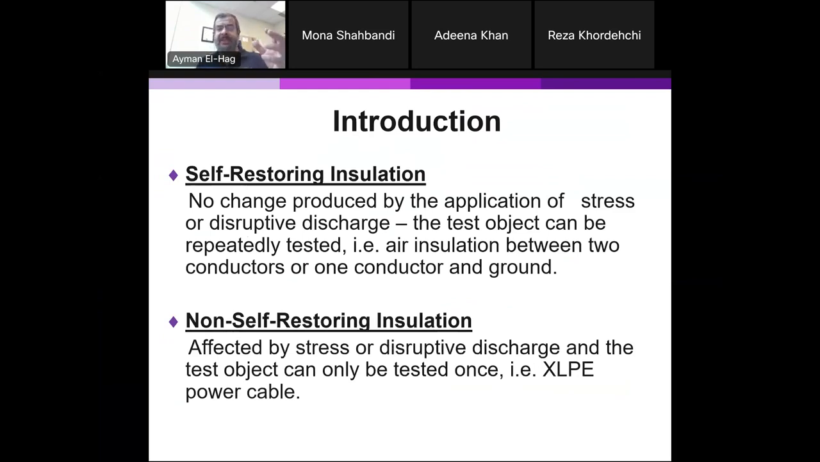In a self-restoring system, when a failure happens, you can repeat the test. Air is one example. Oil to a certain extent is also another example, because once you circulate the oil, the carbon that is released, if you are using mineral oil, will be dispersed. And for a couple of tests, that's okay. But non-self-restoring is basically for the solid insulation systems.